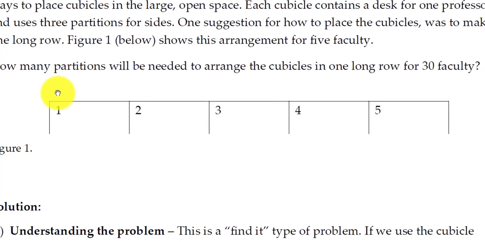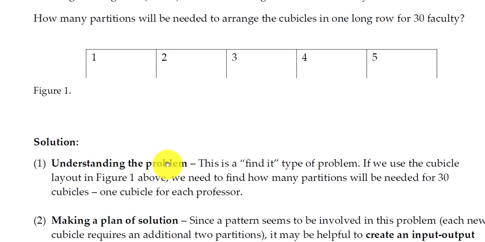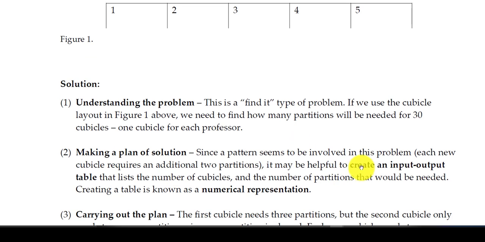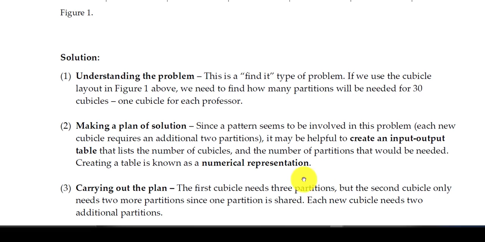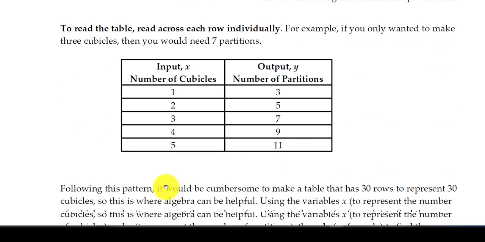Okay. So it says how many partitions will be needed to arrange cubicles in one long row for 30 faculty. So they said, all right, let's understand the problem. We need to figure out how many of these partitions we need to house 30 faculty. Maybe you come up with a plan. What is my plan for solution? Looks like they're suggesting we create an input-output table. Then it says carry out the plan, okay? So here's an input-output table.